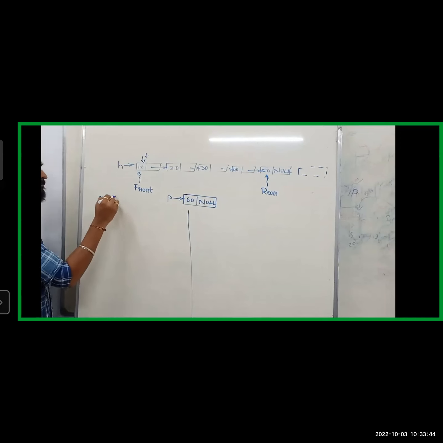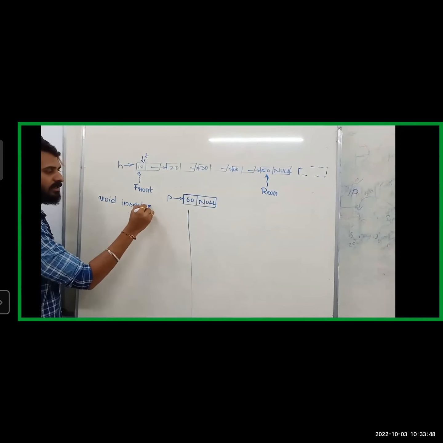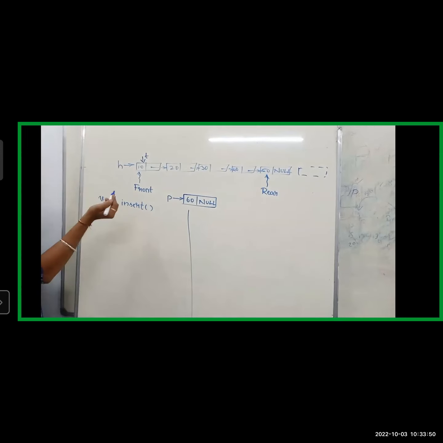Void insert. That's it. Insert rear means it will become the complete logic. Insert rear you need not write because it is related to queue. Queue means by default you should be able to understand that insertion will be at rear and deletion will be at front. By default you should understand.